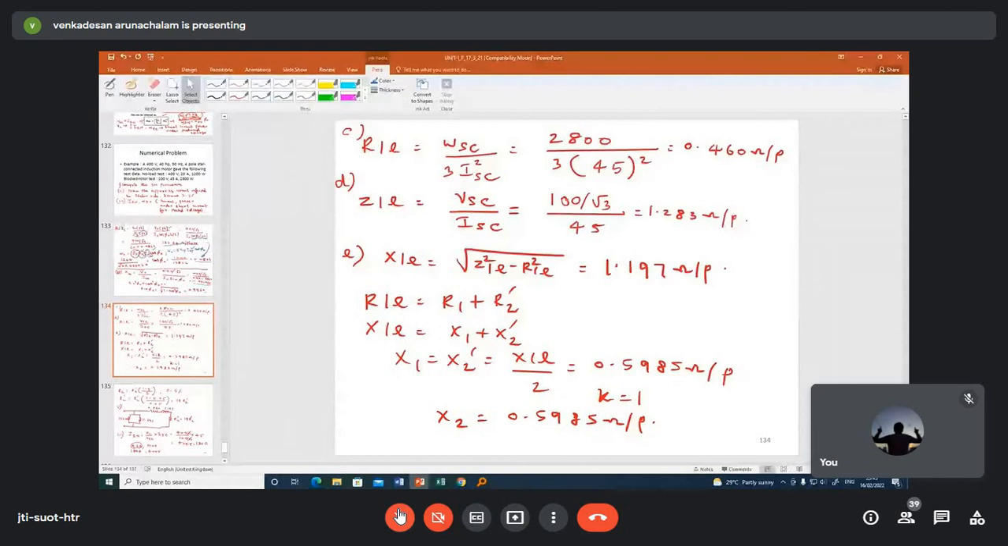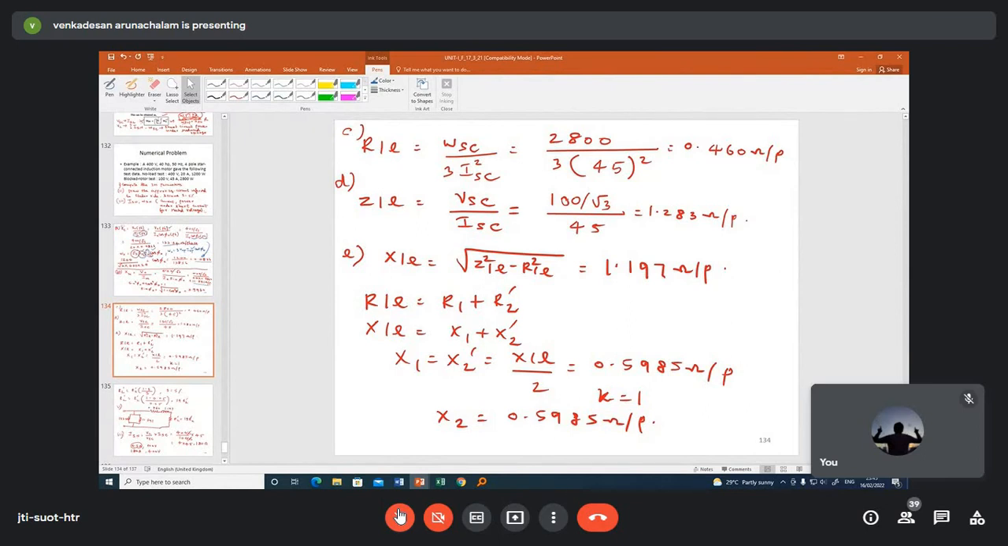Next, we need to compute R1E. I told you that all the parameters we are finding are with respect to the stator side. So if that is the case, then R1E we need to compute. The R1E formula is short circuit power divided by 3 times the square of the short circuit current. So directly you can substitute everything, 2800 divided by 345 square. So R1E we are getting around 0.460 ohm per phase.